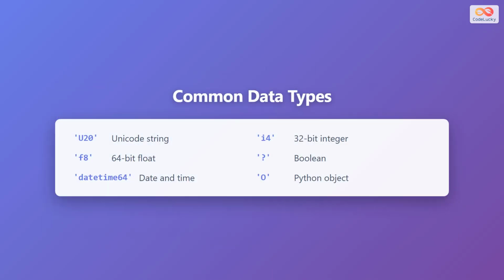NumPy supports various data types for structured arrays. "U20" represents a Unicode string up to 20 characters. "i4" is a 32-bit integer. "f8" is a 64-bit floating point number. "?" represents a Boolean value. "datetime64" handles date and time data. And "O" is for Python objects, though this is less memory efficient.